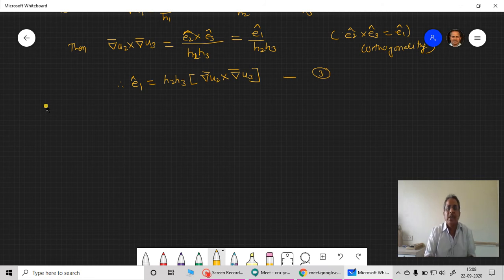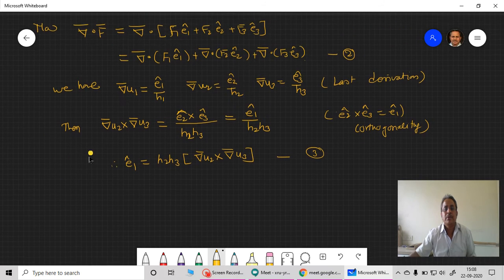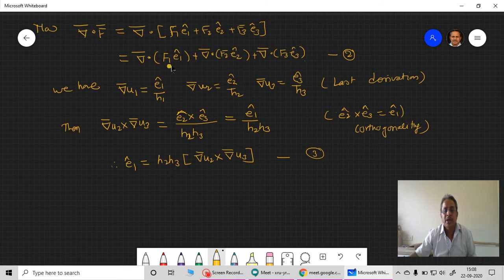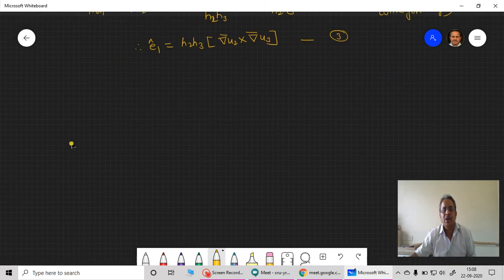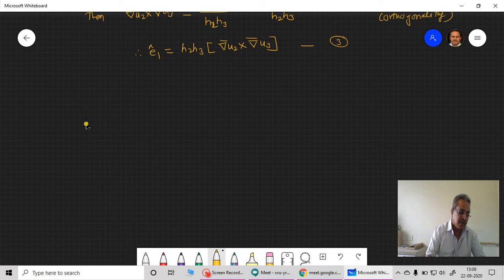Now आता आपलं equation जे 2 होतं, we have written this equation number 2, one component of this. So this first component F1 e1 cap, F2 e2 cap, and F3 e3 cap. I have to concentrate over this. Okay, now let's go. Now consider the first term on the RHS of equation 2.